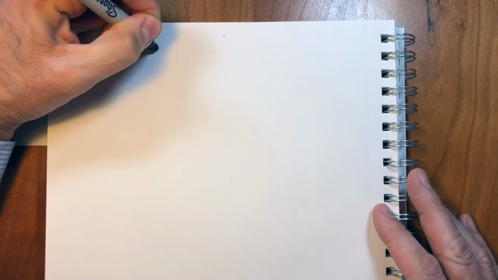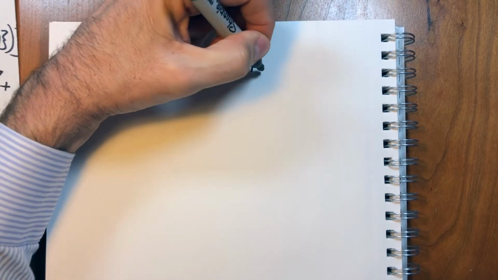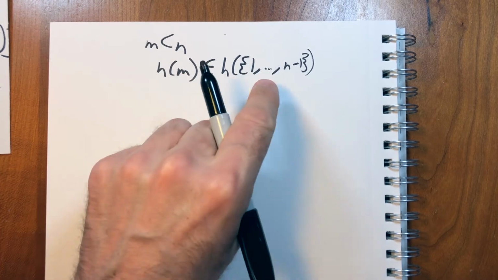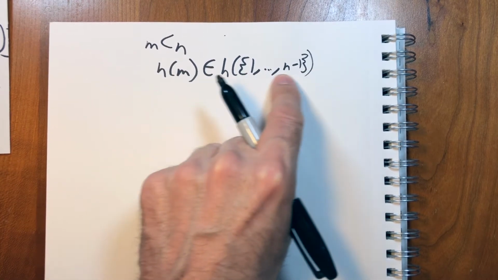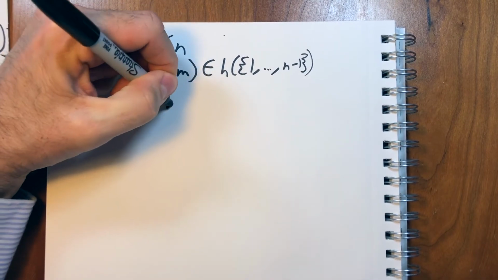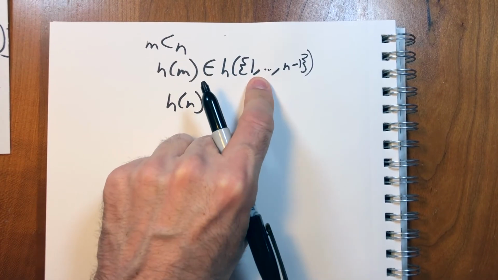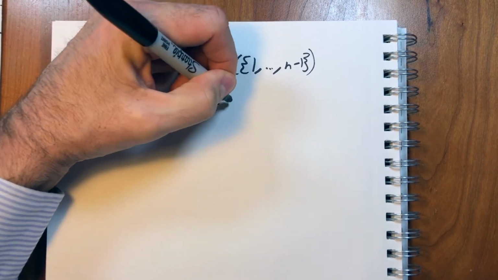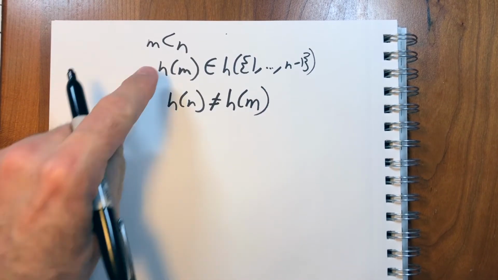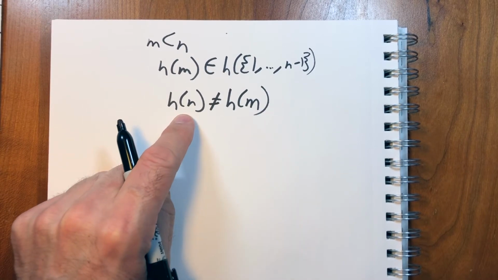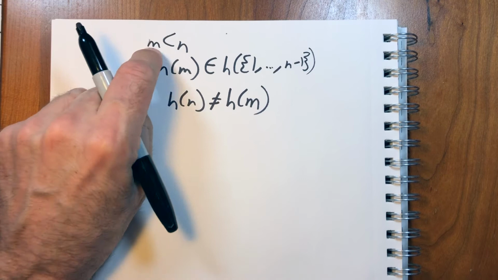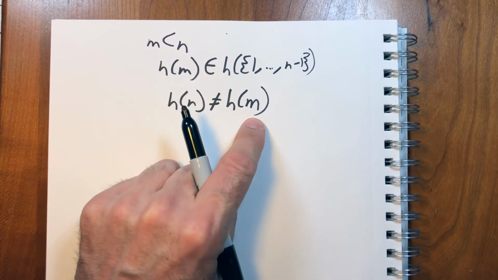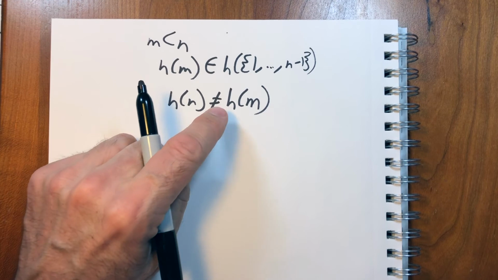So given some integer m less than n, we can see that H of m belongs to the image set of the set of integers from 1 to n minus 1, because it's less than n and this is everything less than n, right? Whereas H of n, by definition, does not belong to this because it's defined as something that's not in this set. So H of n does not equal H of m, right? Because this one is in this set, this one's not in this set, so they can't be equal. So this again shows that it's injective, because we have that if m does not equal n, then H of n does not equal H of m. That's the contrapositive definition of injective.